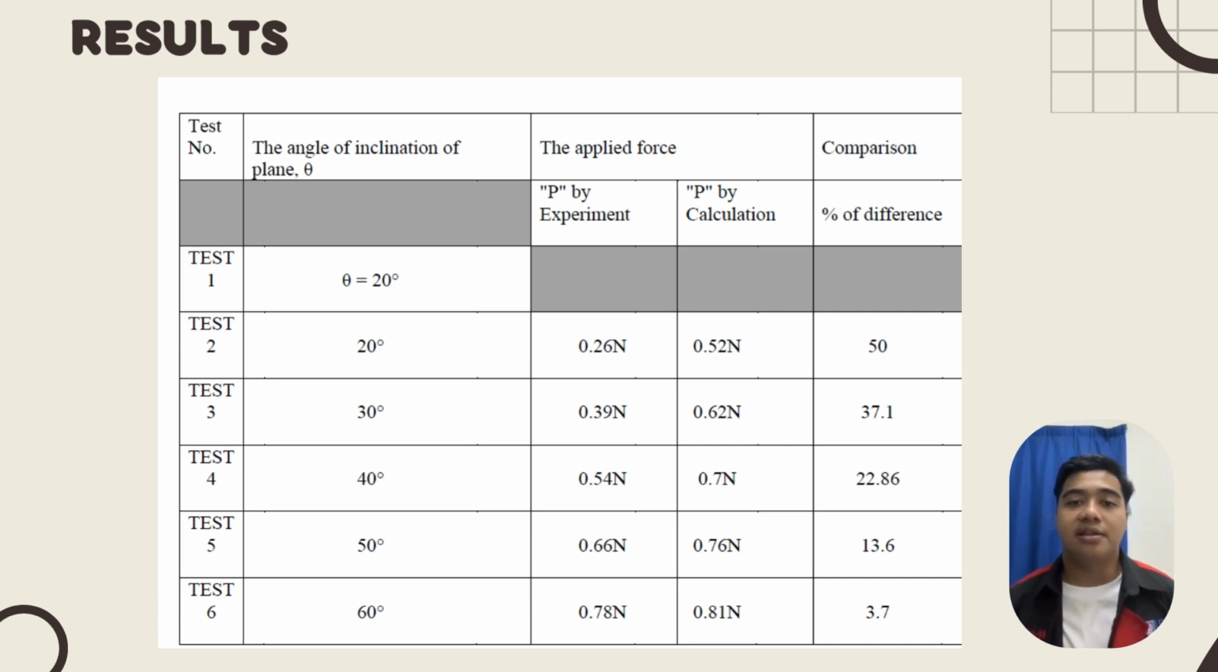The results indicate that at low angles, such as 20 degrees, there is a significant discrepancy between experimental and calculated forces, with a 50% difference. As the angle increases, the percentage difference decreases, reaching just 3.7% at 60 degrees. This trend suggests that experimental errors or frictional forces have a greater impact at lower inclination, while higher angles yield more accurate agreement between experimental and theoretical values.